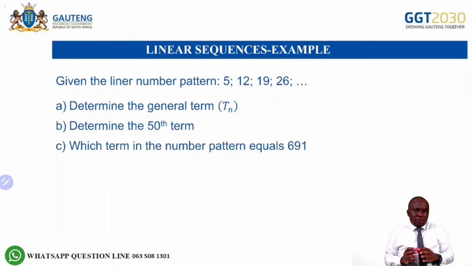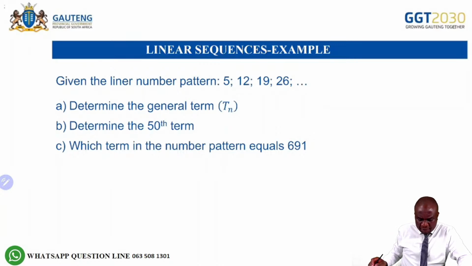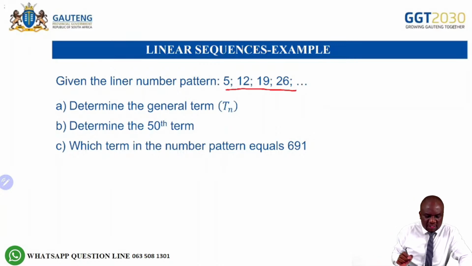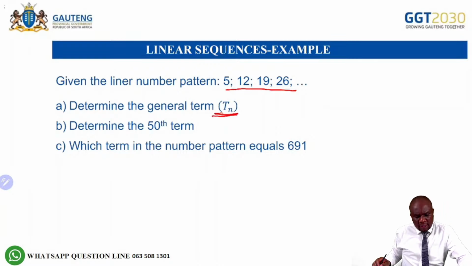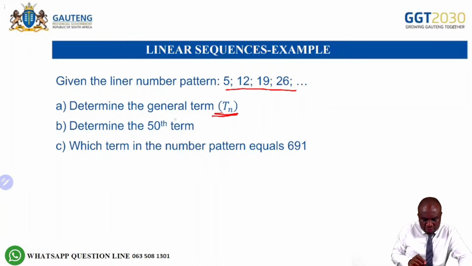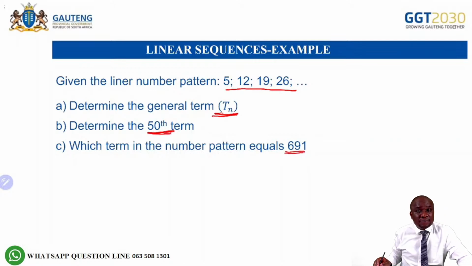Okay, right. And then from now, I'm going to be giving you an example, then an activity, like that. So after this example, I'm going to give you an activity which is similar to this. Right, let's discuss this first. Given a linear number pattern, 5, 12, 19, 26. Determine the general term, Tn. How do we do that? And then after that, we're going to use our answer from A to find the 50th term. And after that, we're going to use our answer from A to find which term is equal to 691.